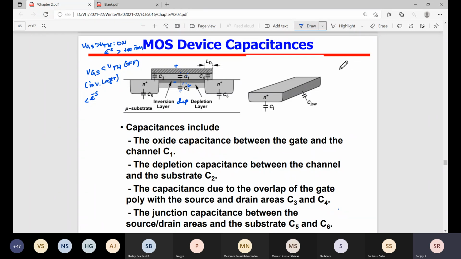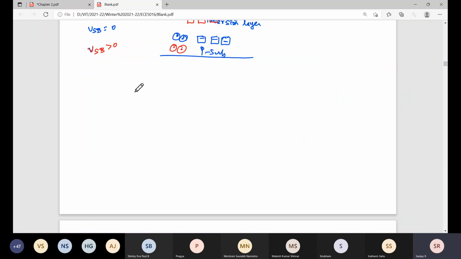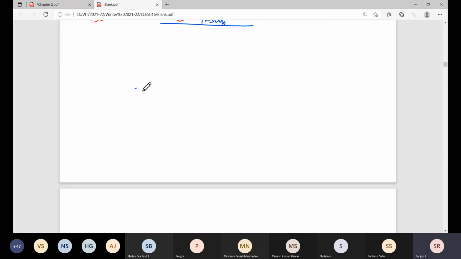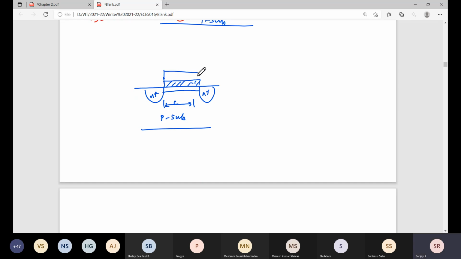So you remember, particularly, how we are defining channel length. Let me explain here. What is the ideal thing? P substrate. N plus, N plus. Here only the channel is there. So this is the channel length. So what about the gate? This is the oxide layer. This is the gate. But you can see below the gate only the channel is there.